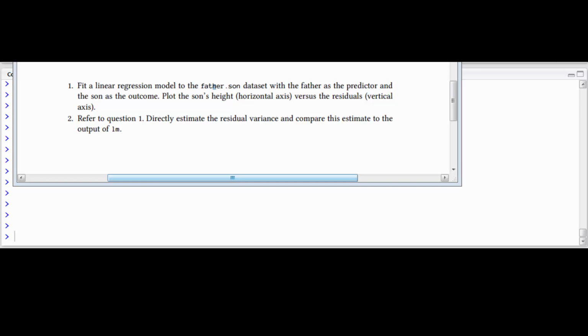This is question 2 from chapter 6, which is the residual chapter of the regression models book. The question says, refer to question 1, which I have above it, and it says directly estimate the residual variance and compare this estimate to the output of lm. If you haven't already watched the video for question 1, where we figured out how to perform a residual plot.